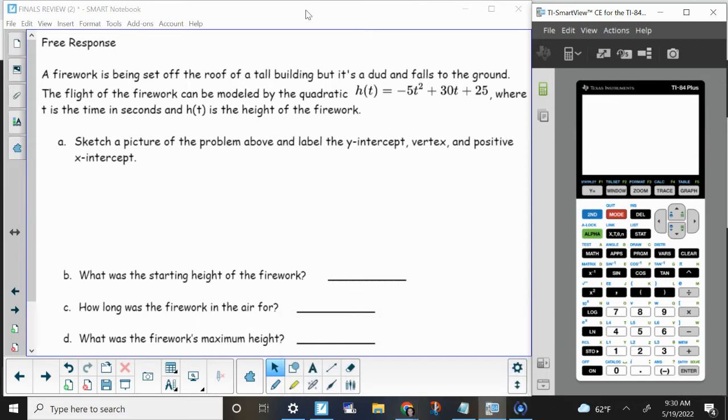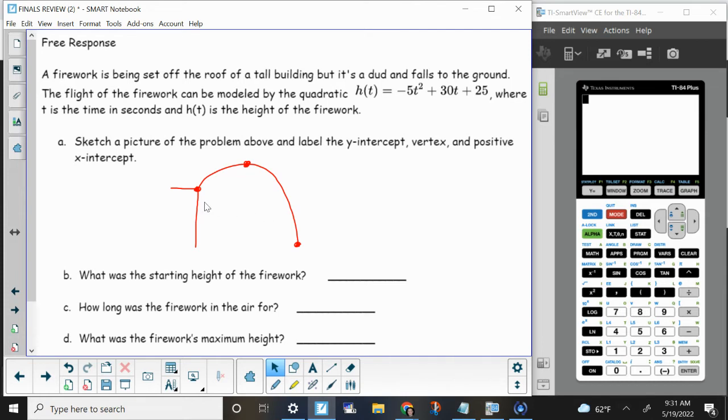So we have a firework being set off the roof of a tall building, but it's a dud and falls to the ground. The flight of the firework can be modeled by the quadratic h(t) = -5t² + 30t + 25, where t is the time in seconds and h(t) is the height of the firework. First thing we're going to do, and this is actually something that you're going to want to do each time you do one of these problems, is sketch a picture of the problem above and label the y-intercept, the vertex, and positive x-intercept. All right, so I'm going to pull up a rough example of a drawing that I did.